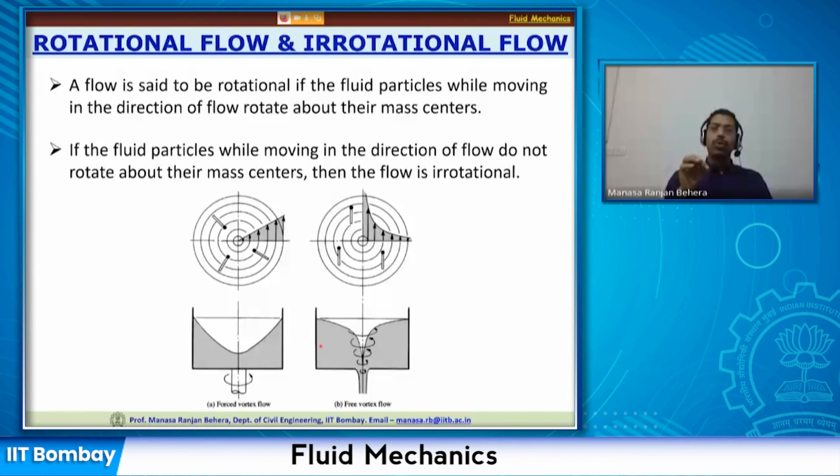Now, we can characterize the flow just by taking an example: if an object is placed in the flow, how is it behaving? Or in other words, the water particles or fluid particles in the flow are behaving that way. So we are just putting the object in to see the behavior of the particles. Particles are also moving about their mass center.